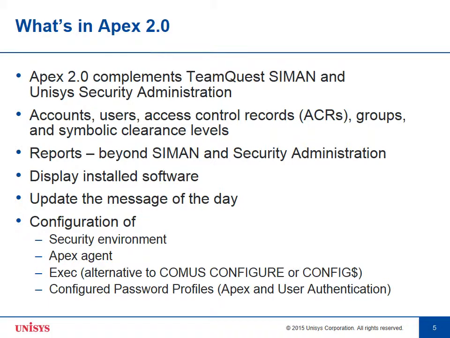Apex 2.0 complements the features of TeamQuest Simon and the Unisys Security Administration product, but it doesn't replace them. Web pages for managing access control records, user ID groups, and clearance levels complement the account and user management pages introduced in Apex 1.0. Apex reports, enhanced in Level 2.0, provide additional information beyond the reports in Simon and Security Administration. Apex now displays the software installed on the system, including the product name, level, date installed, and other details.